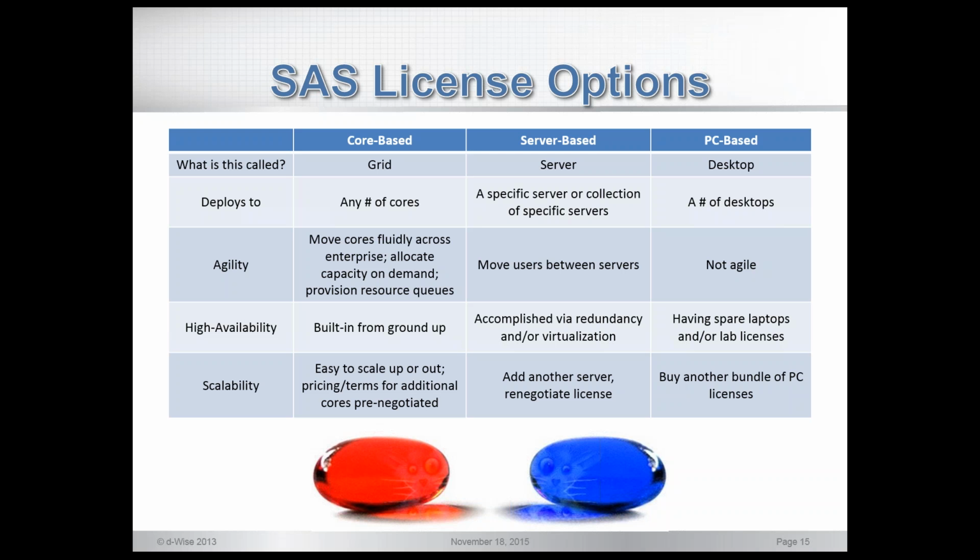The PC-based world, again, it's hard to call this scalable. SAS often provides PC licenses in bundles, maybe 50 at a time, maybe 150 at a time, depending on the size of your organization. And in order to scale, you just have to buy another bundle. You have to buy another collection of laptops. It's very hard to build out shared capacity that would be broadly available to the enterprise.